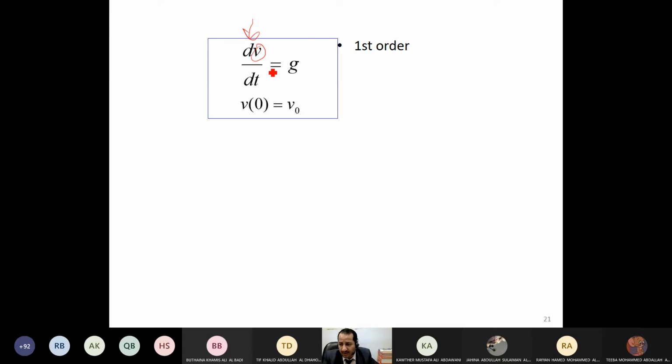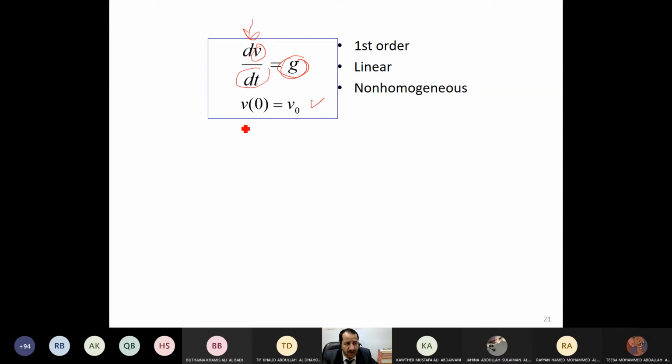dv, my variable is v now, not y, over dt equal g. This is a first order differential equation because it is differentiated once. It is linear because there is nothing to make it non-linear. It is non-homogeneous. Why? Because g here to the right is supposed to be 0. Since it is g, a function, then it is non-homogeneous.